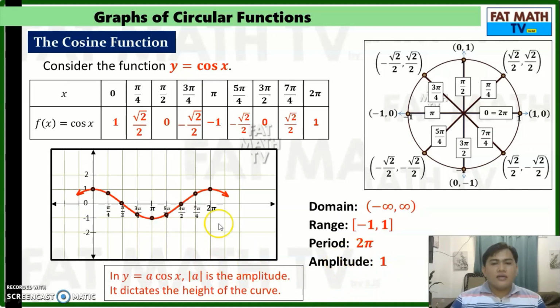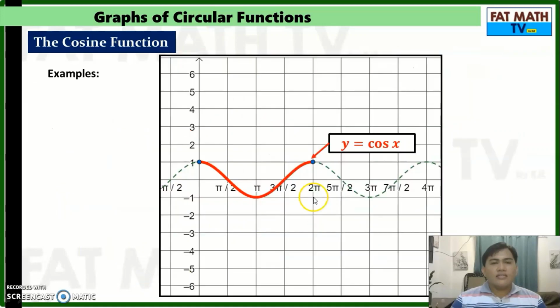So how do you get the amplitude? It's just the absolute value of the number here. Same with sine. The behavior of the cosine and the sine functions are the same. So this is the cosine function where one cycle is emphasized here from 0 to 2 pi. Of course, the graph extends to the right and also to the left.